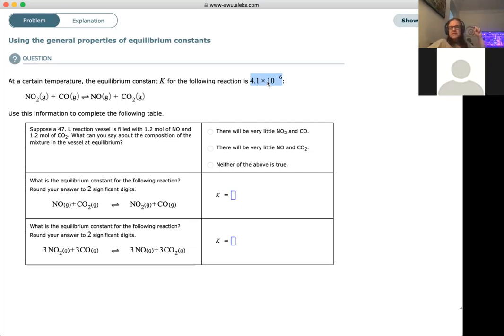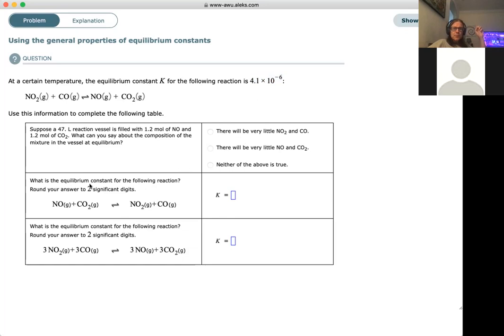On the other hand, if K is very small, this is a small number, right? This is a millionth, 4.1 millionths. If it's very small, that means that the ratio is small. So products over reactants is small. So that means that there's not very much products and there's more reactants. So we have a small value here, so not very much products. So what are the products? NO and CO2. So that means there will be very little NO and very little CO2. So it would be this option right here, the second one right here. Okay.